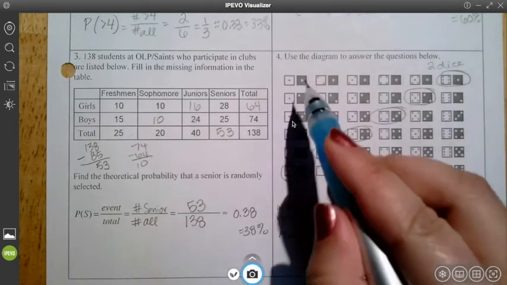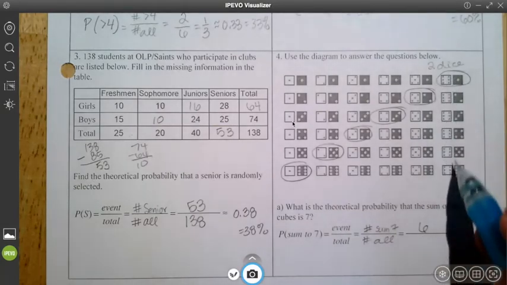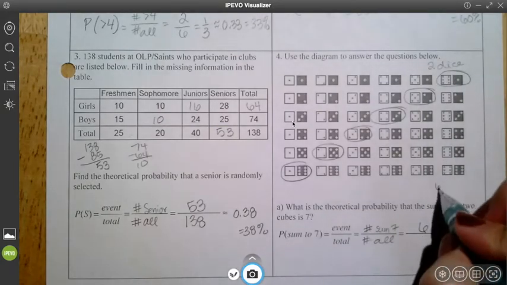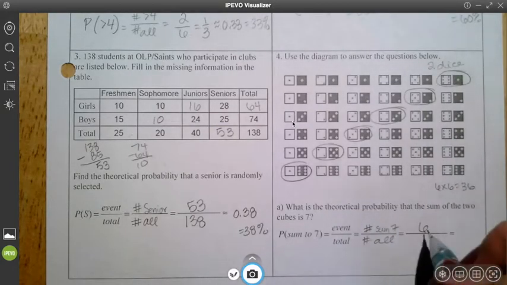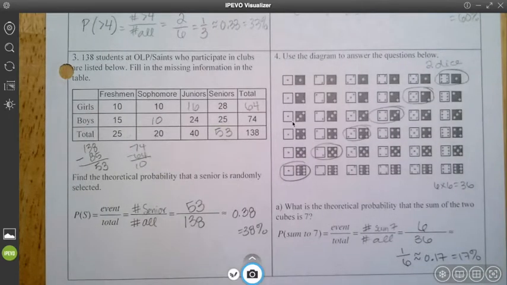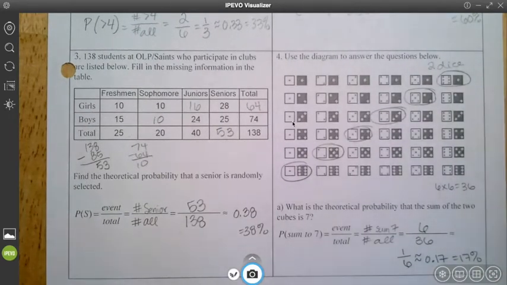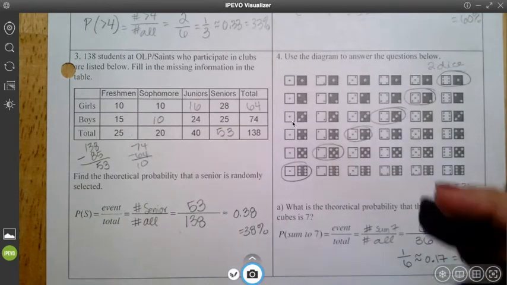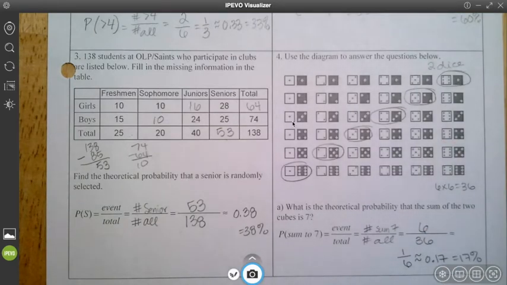How many are there total? This is a 6 by 6 grid. 6 by 6 is 36. So there are 36 total possible outcomes, which is 1 over 6 if we simplify it, approximate to 0.17, or 17%. So notice we'll see a lot of the same numbers come up as we're using the same devices. So for a die or dice, this probability of 1/6 comes up pretty frequently.